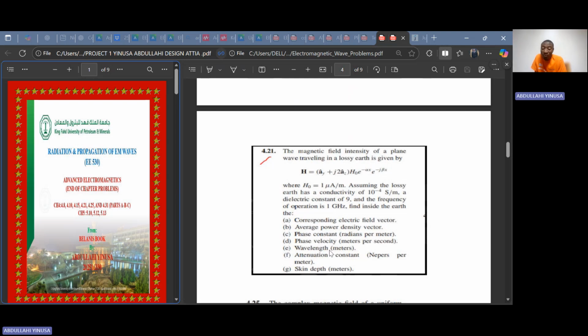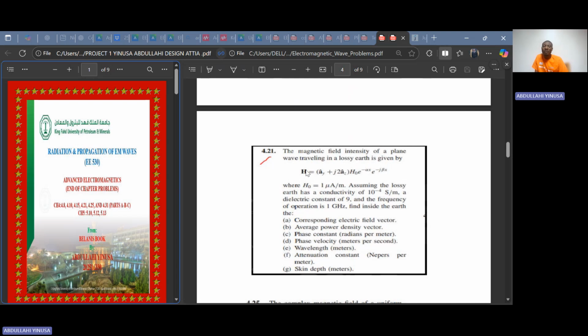Okay, the phase constant as well, which is the radial part, that is the alpha and the beta. And they ask us at the same time to find the power density. That's when you take the average of the product of E cross the conjugate of H.